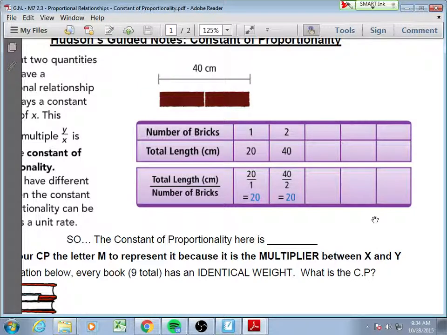Brennan, we haven't talked yet today. Brennan, as I have 3 bricks, what will be the length? 3 bricks would be 60. 4 bricks? 80. 5 bricks? 100. And all of those are centimeters, remember?